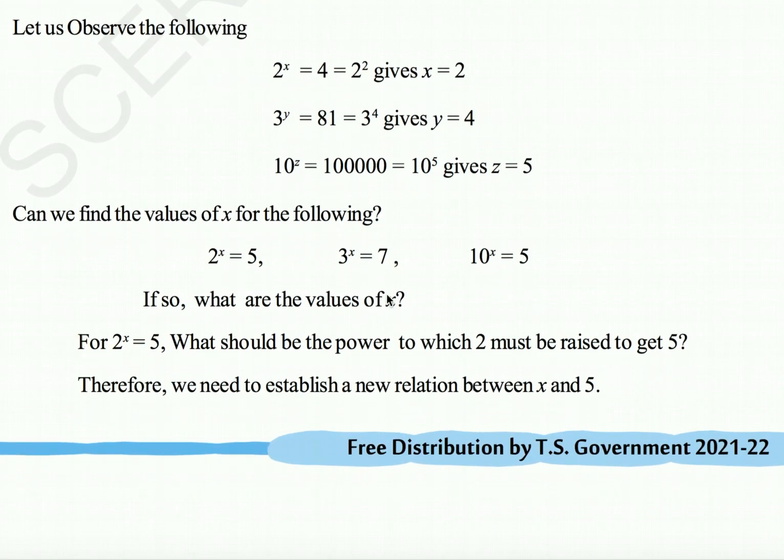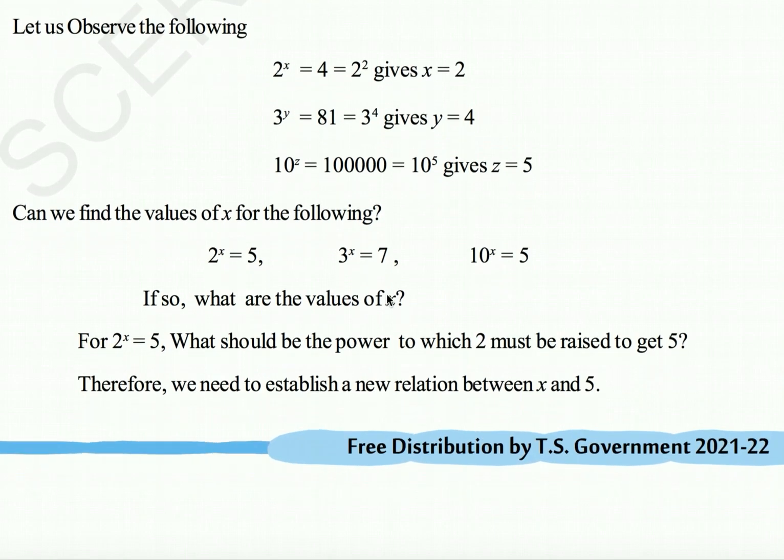Exponentials and logarithms are really helpful. Let's see what logarithm is. Let us observe the following. 2 power x equal to 4. Okay, if 2 power x equal to 4, 4 can be written as 2 square, so x equal to 2. When 3 power y equal to 81, 81 is equal to 3 power 4, so y equal to 4. So when 10 power z equal to 1 lakh, z equal to 5.